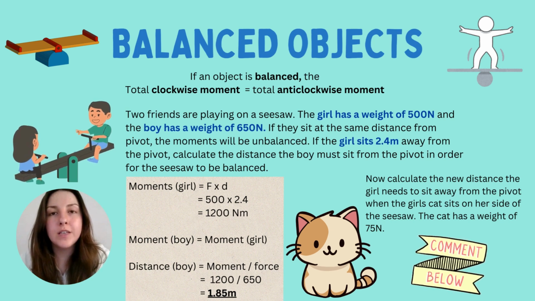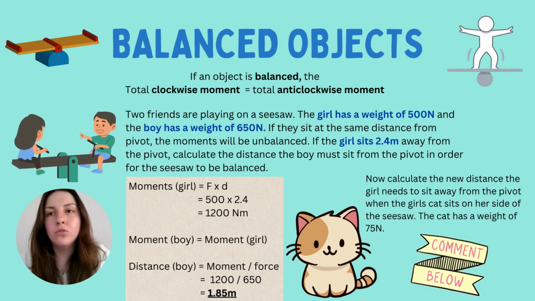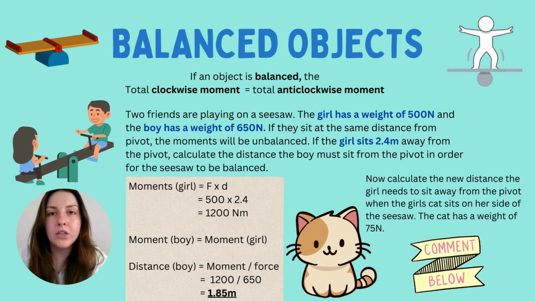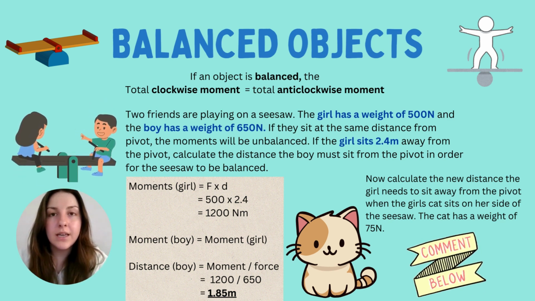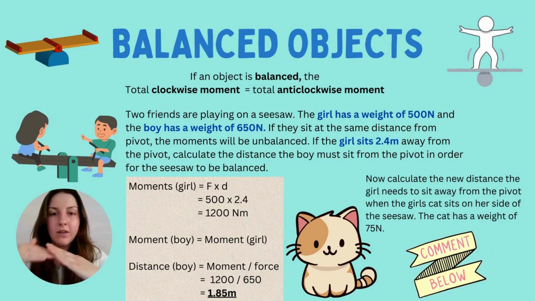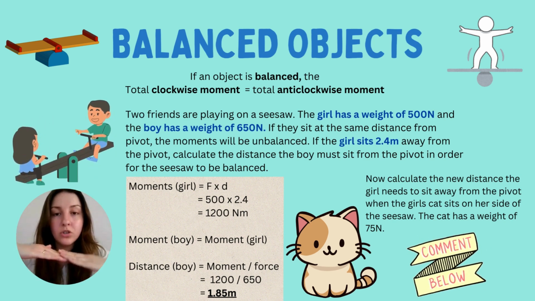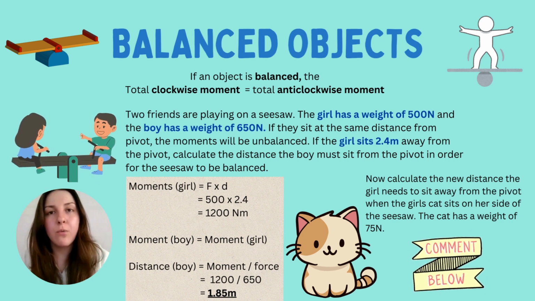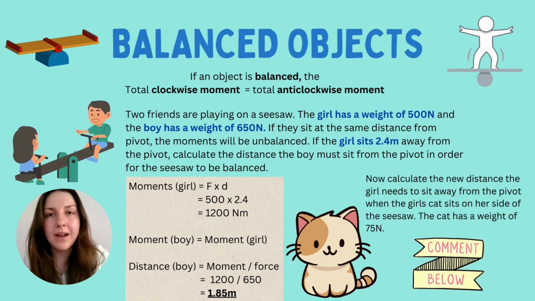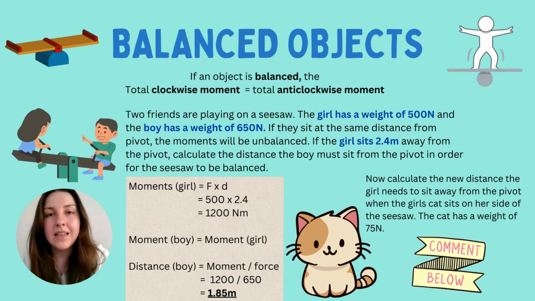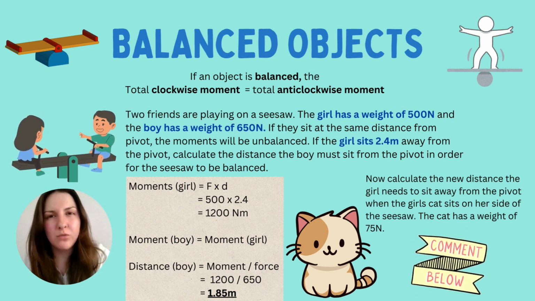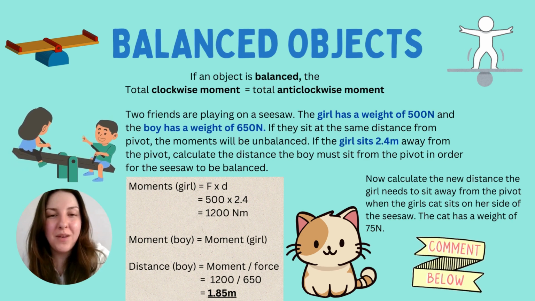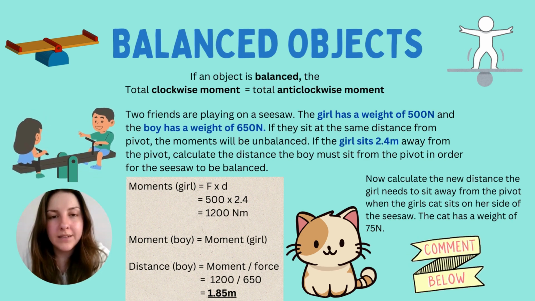If you've ever sat on a seesaw with someone else, you'll notice that someone may be heavier than you or lighter than you, and this can mean that there's an uneven balance. So to get them even, you need to sit either closer or further away from that person to balance out the force that's acting. And that's essentially showing moments as well. So if they sit at the same distance from the pivot, the moments will be unbalanced.